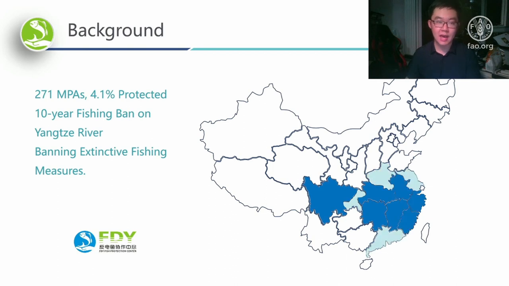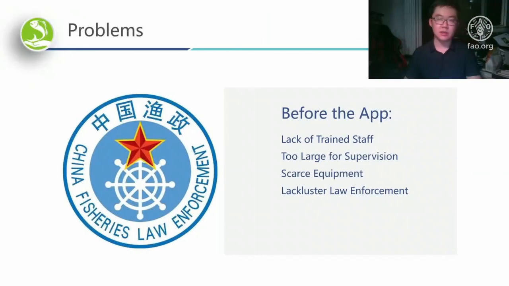So, a little bit for the background of the app. Currently, China has 2,071 marine protected areas, but only 4.1% of the ocean was protected, and that's far from what the CBD COP15 has designated. Also, China has just passed a law on the 10-year fishing ban on the Yangtze River, which is great news for all the environmental protectors in China. And there are plenty of other measures, like banning excessive fishing and explosive fishing, etc. So I'd say that the situation is going pretty well in China.